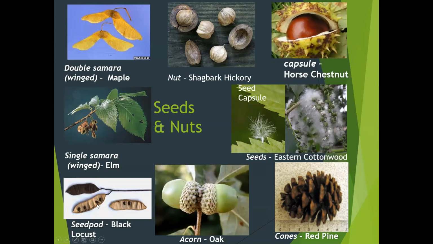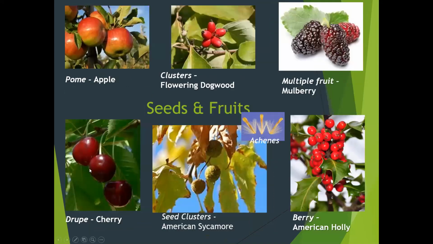There are quite a few trees that have seed pods that hang on the tree and drop seeds later in the year. Apple fruit is something that's familiar to everyone. It's a type of fruit called a pome. And drupes, they're usually not as luscious and delicious and fleshy as the cherries that are grown commercially, but there are a lot of different trees that have drupes. The flowering dogwood has this really strange looking cluster of fruit, and there are multiple fruits like the mulberry, and true berries on the American holly.